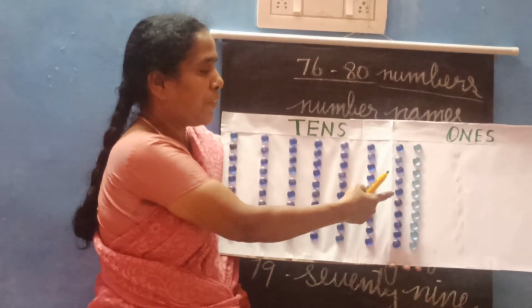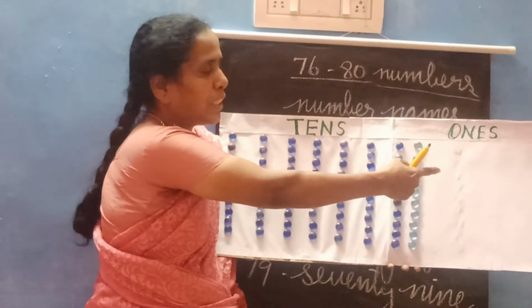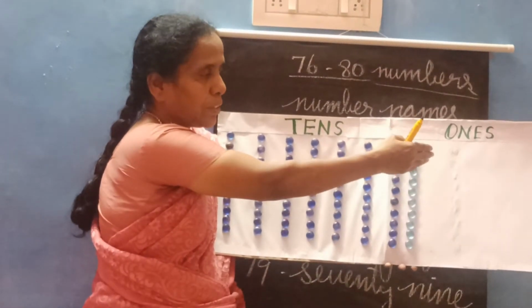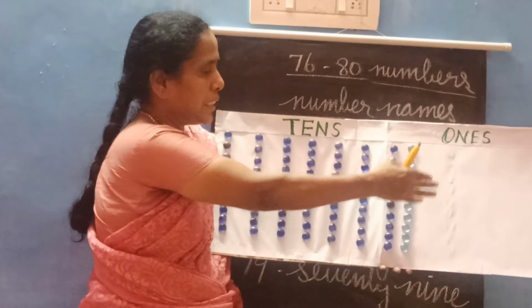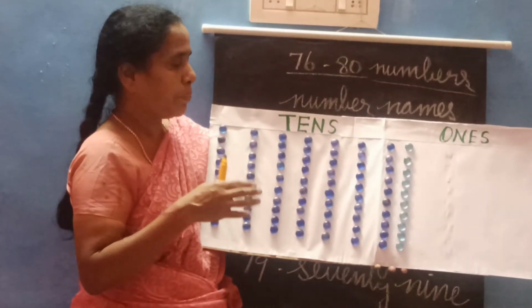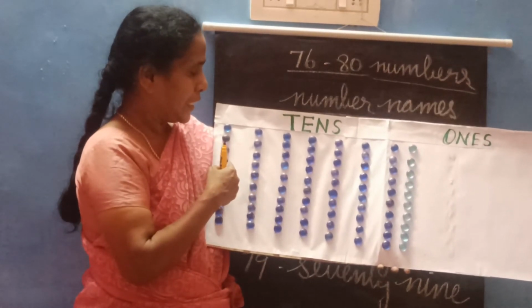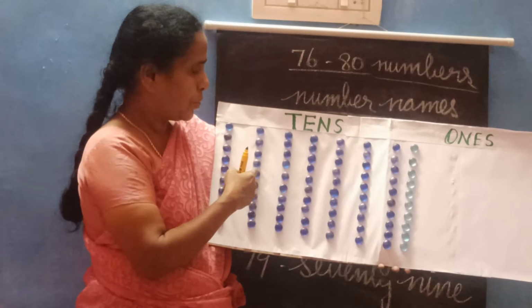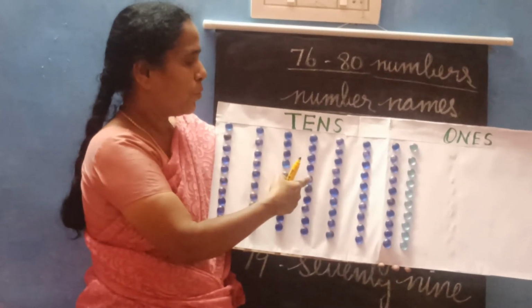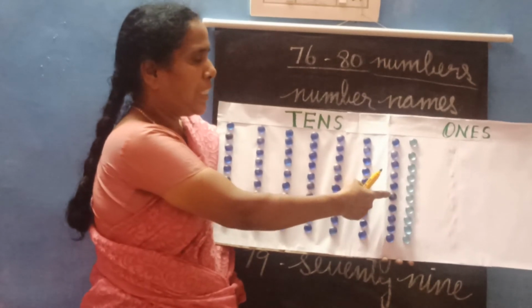Before 79, 7 tens are there. In the ones place, we counted, and now nothing is there. How will we get 80? 8 tens are there. Means in 80, 8 tens are there. We will get 80: 1 ten, 2 tens, 3 tens, 4 tens, 5 tens, 6 tens, 7 tens, 8 tens.